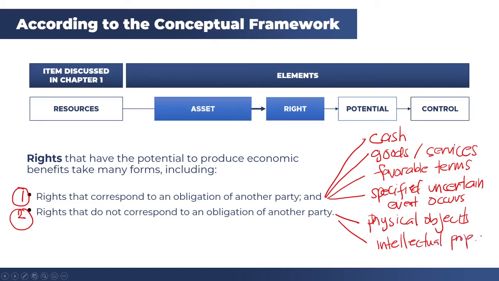The second one is pretty straightforward because they do not correspond to obligations of another party, meaning that if you have bought a property, for example, and then the goods have already been delivered to you or the service has already been rendered to you, the obligation of the other party ends with that performance of the service, and your right on the asset is already on how you're going to use it to produce economic benefits.